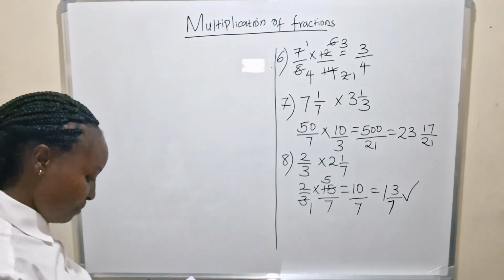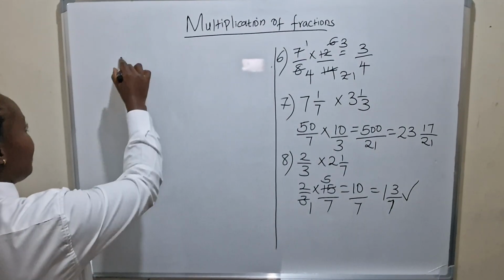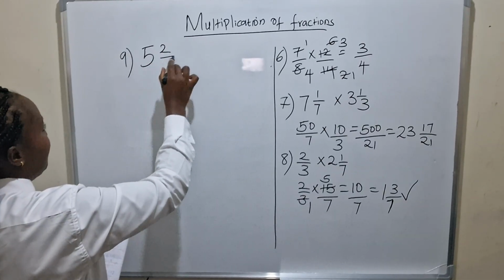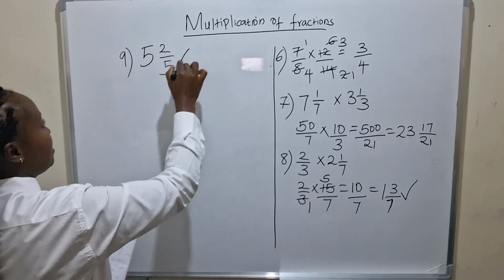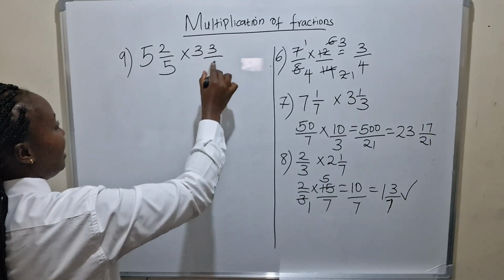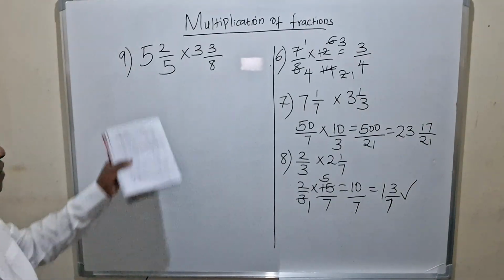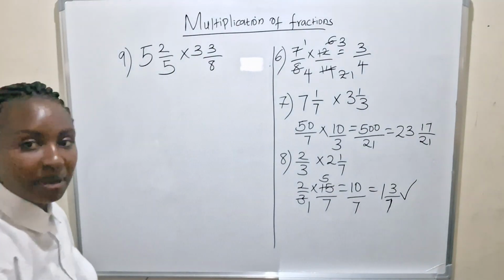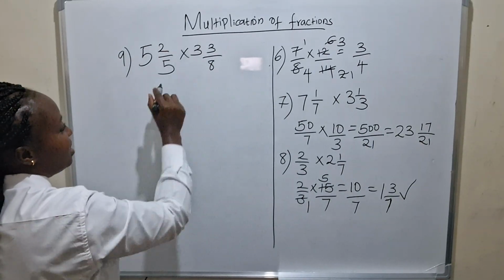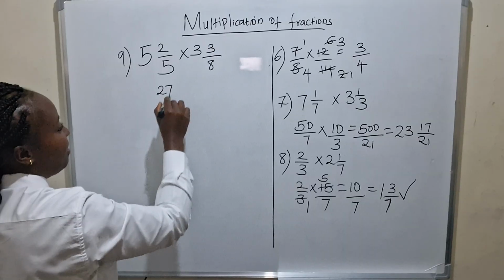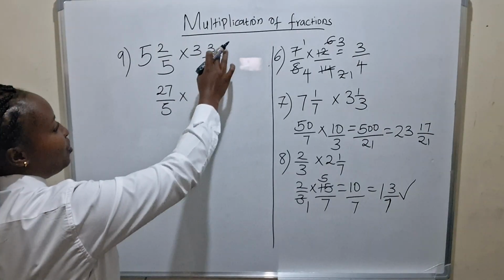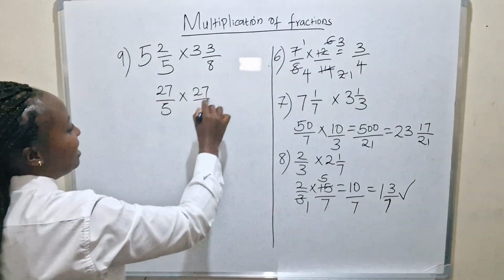We can have our example 9, where we have 5 whole and 2 over 5, right? You multiply by 3 whole and 3 over 8. Convert this one to improper fractions. So 5 times 5 is 25. You add 2 is 27. So you can have 27 over 5. You multiply by 8 times 3 is 24. You add 3, you get 27 over 8.